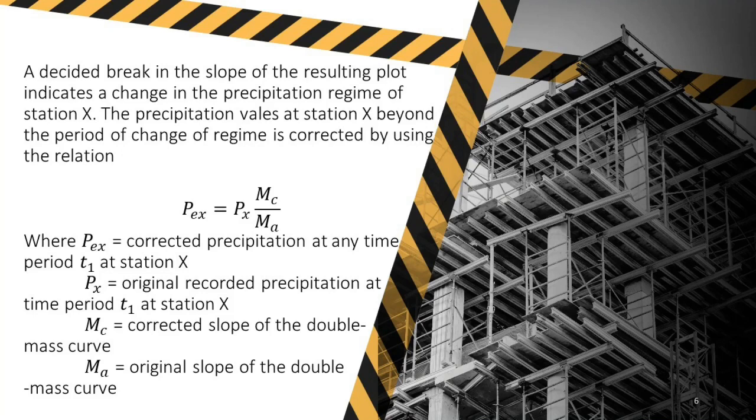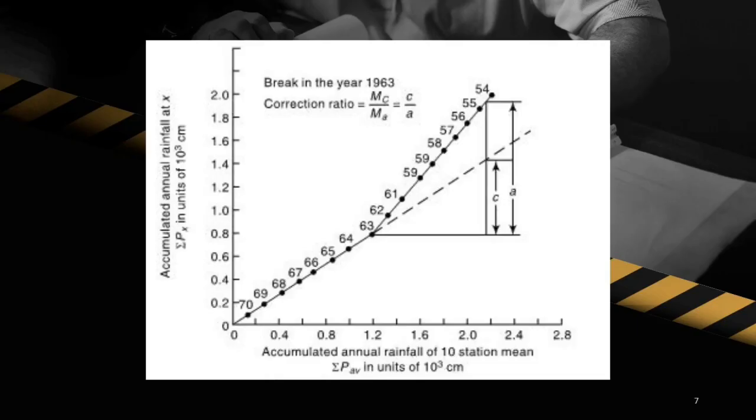The precipitation values of Station X beyond the period of change of regime are corrected by using the relation P sub Ex is equal to Px times Mc over Ma, where P sub Ex is the corrected precipitation at any time period t1 at Station X. Px is the original recorded precipitation at time period t1 at Station X. Mc is the corrected slope of the double mass curve, and Ma is the original slope of the double mass curve. The graph shown is an example of a double mass curve.